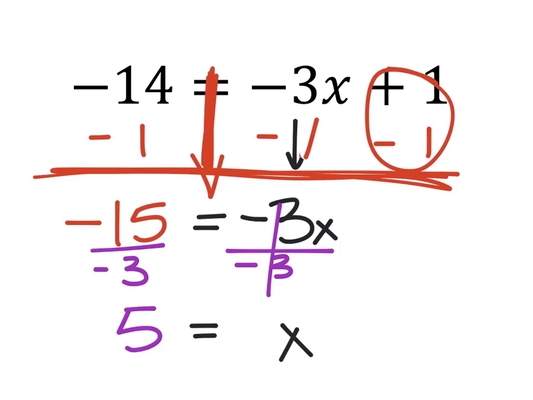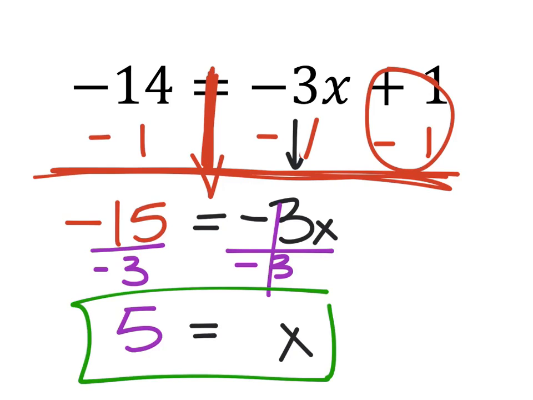So let's check real quick. Negative 3 times 5, because it was times x, and then plus 1 equals, bam, negative 14. So it is a true statement. And now I can box that in with great confidence.